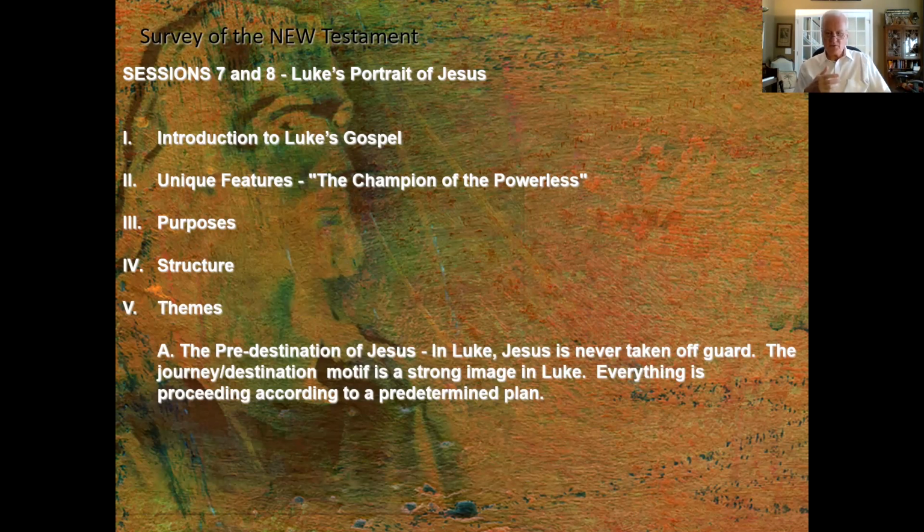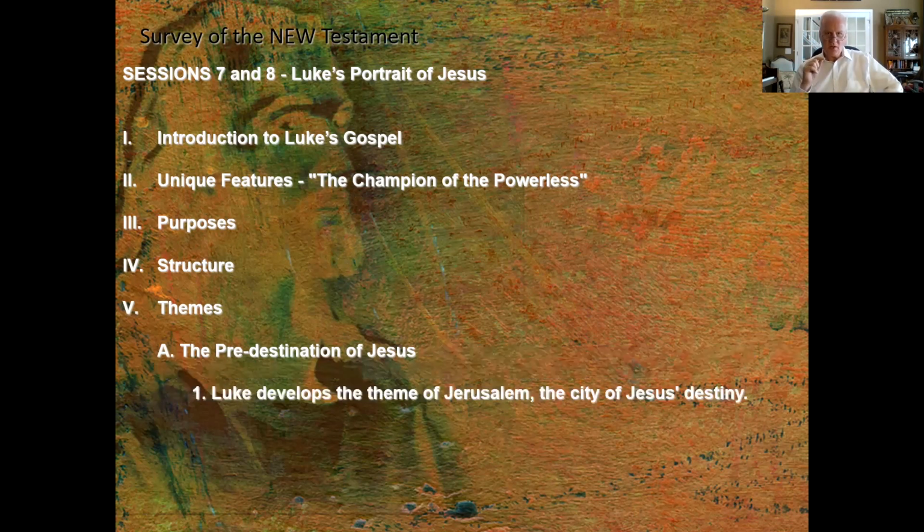In the Gospel of Luke, Jesus is never taken off guard. The journey/destination motif is a very strong image in Luke. Jesus has a very clear sense of where he is going and why he came, and everything is proceeding in his life according to that predetermined plan. Now we see that really unfolding in 2 very definite ways.